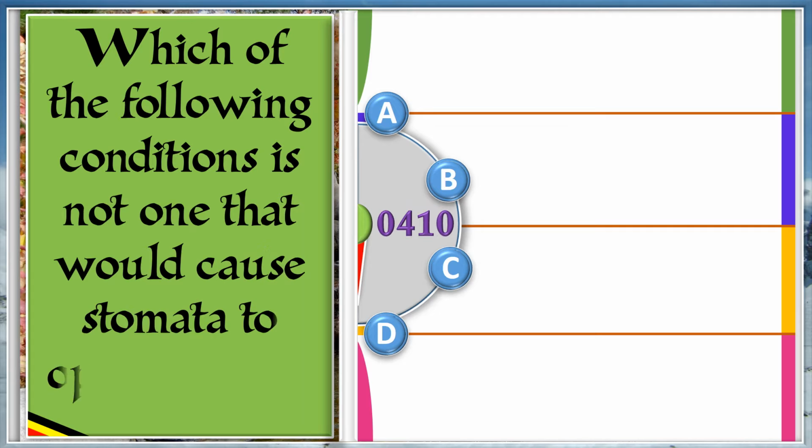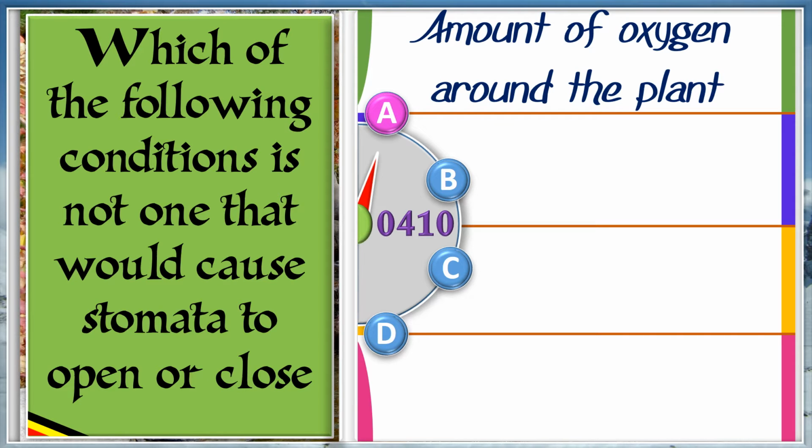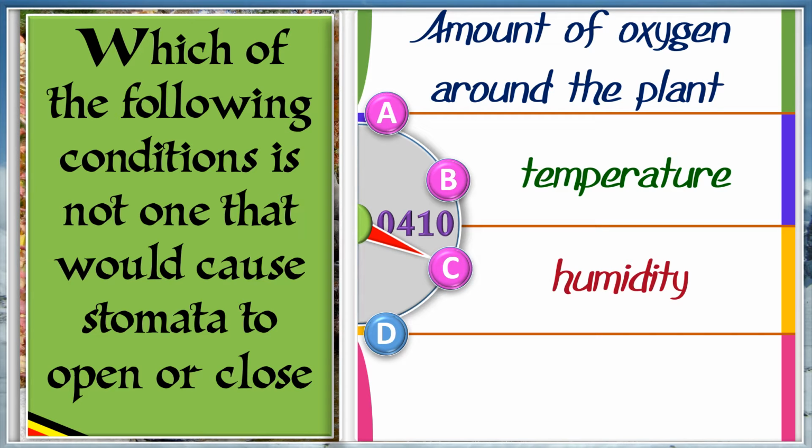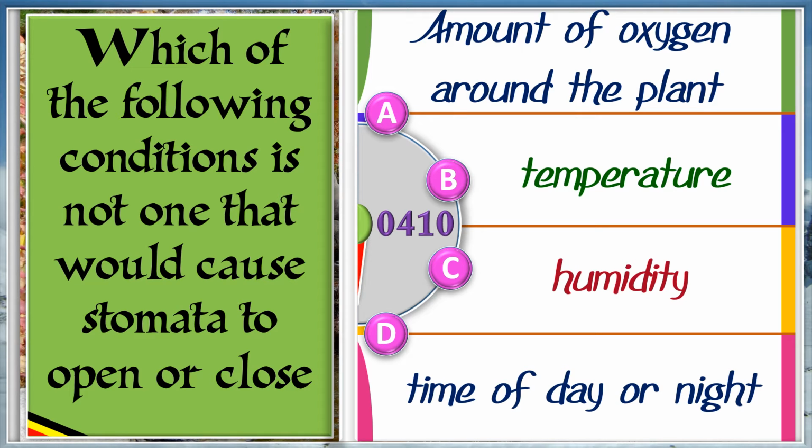Which of the following conditions is known to be one that would cause stomata to open or close? A. Amount of oxygen around the plant. B. Temperature. C. Humidity. D. Time of day or night. And the answer is A. Amount of oxygen around the plant.